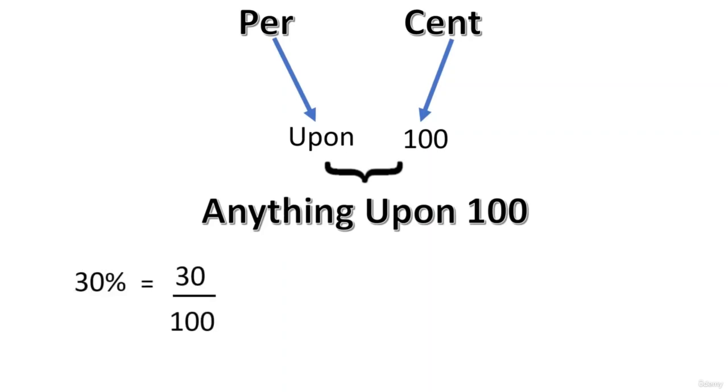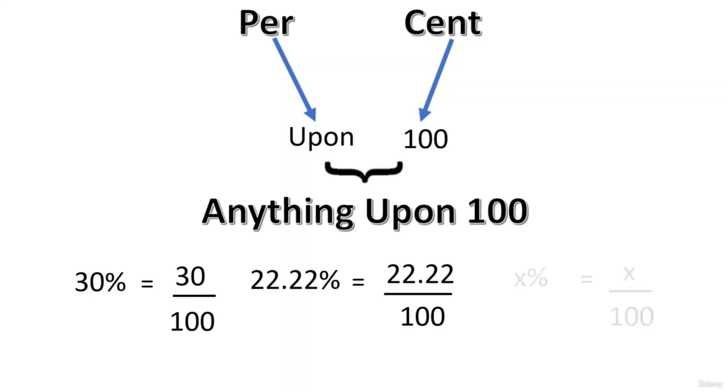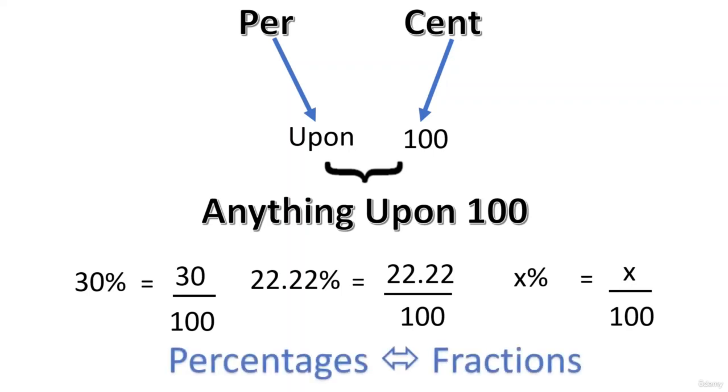So 30% is nothing but 30 out of 100, right? If you say 22.22%, it's nothing but 22.22 divided by 100. For that matter, x percent means x out of 100 or x upon 100. If you observe carefully, with all these three examples, you can observe that percentages are basically nothing but fractions, right?